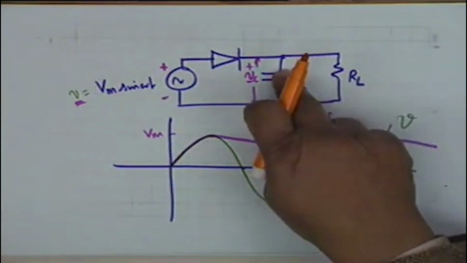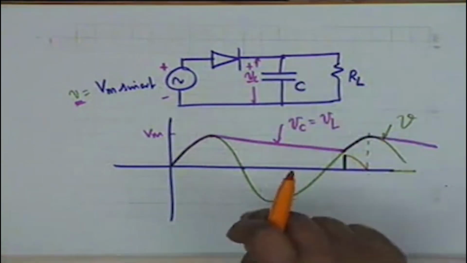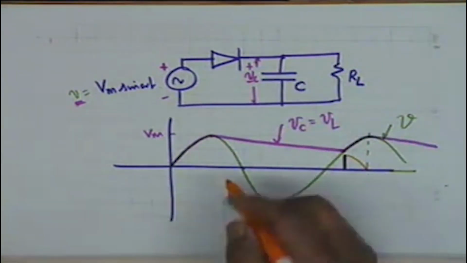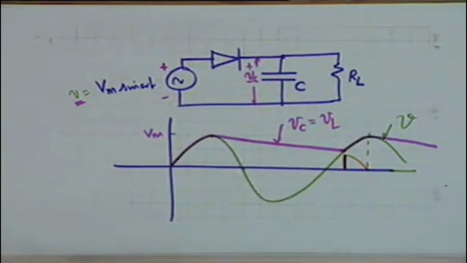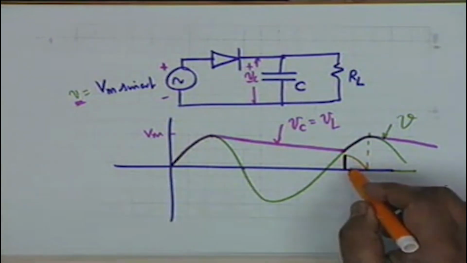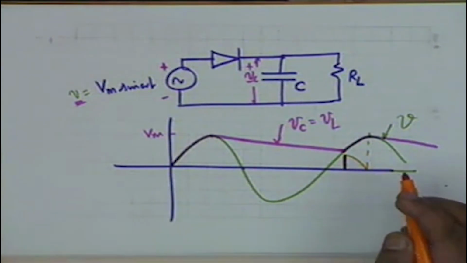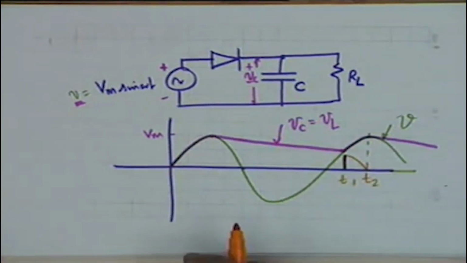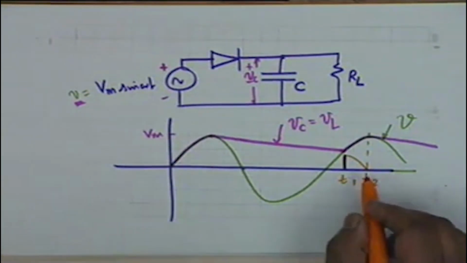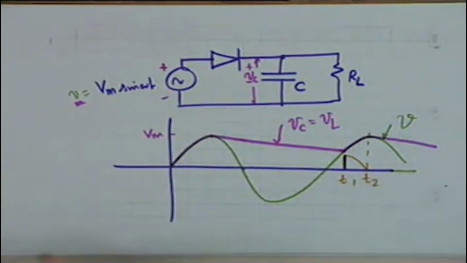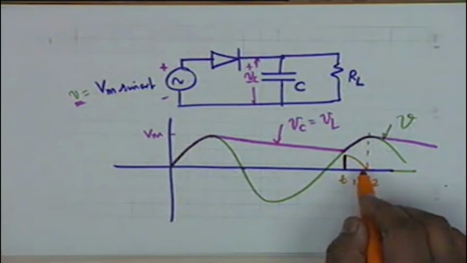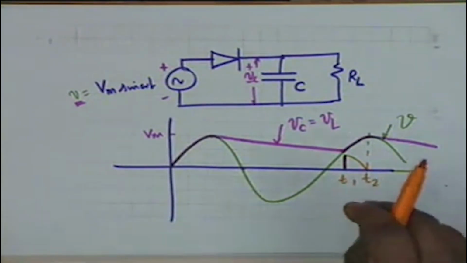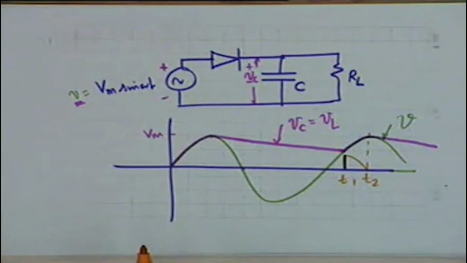If the capacitor was not there, the diode current was flowing throughout the positive half cycle. The diode current was flowing like this. Now the diode current flows only for a small interval of time. Let's call this T2 and this T1. It is during T2 minus T1 that the diode current flows. In every subsequent positive half cycle, this is what happens. The diode current flows in pulses.